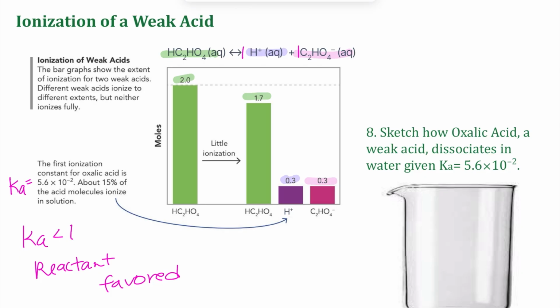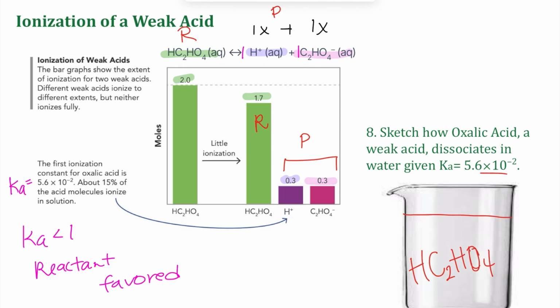And so we are still going to be able to think of this as having 1x and 1x when we are looking at how we can get one variable to solve. So if we consider, similar to what we've done in the past, if this is not ionizing completely, here's my reactant, here are my products. This is reactant favored because I have a higher concentration of my reactant than of my products. And so HC2HO4 is going to be favored when we have that Ka value of less than 1.